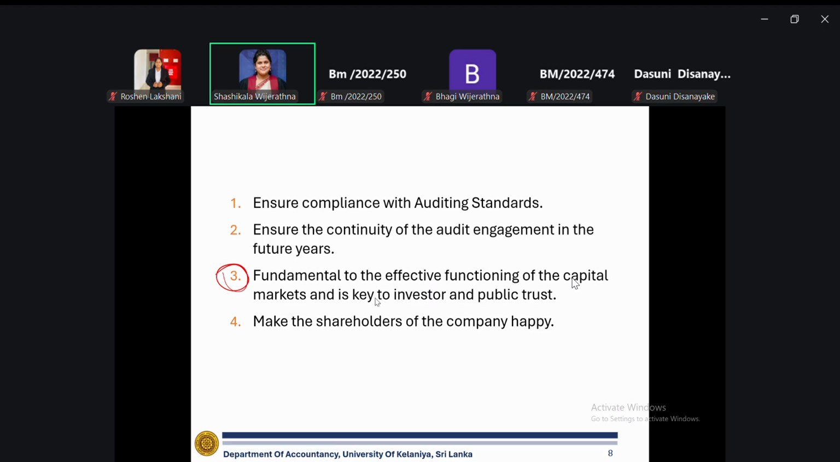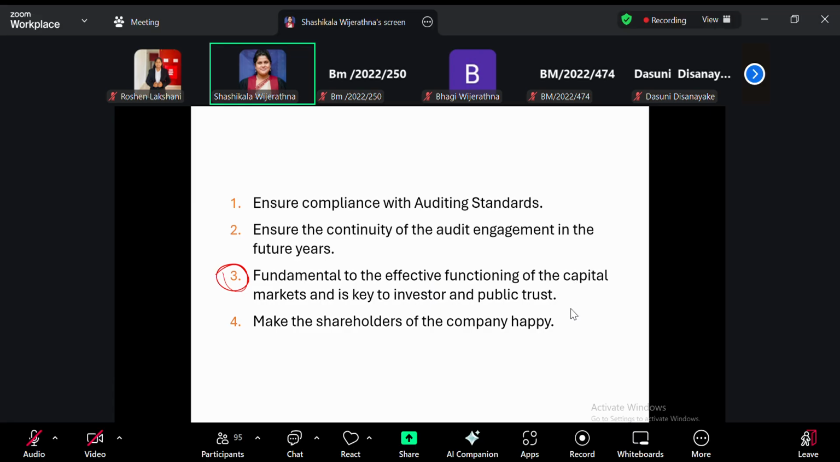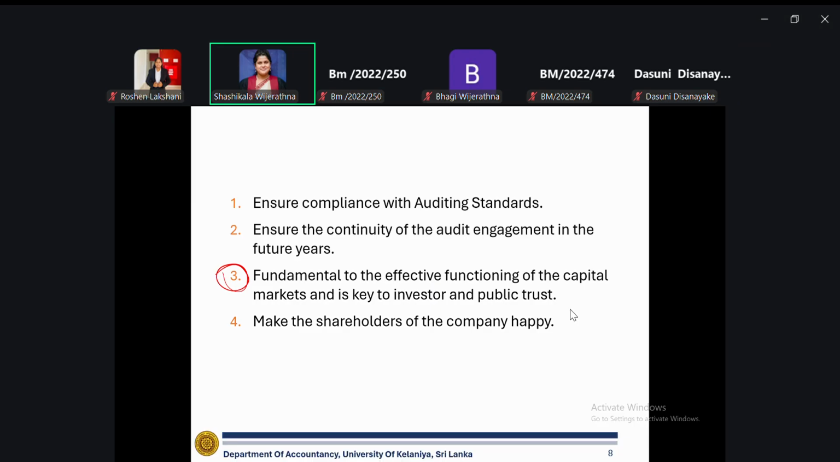Our ultimate objective is to provide a true and fair view of the financial statements, right? So when the audit firm has a good quality management framework, that ensures they do their job properly and do not provide an incorrect audit opinion.